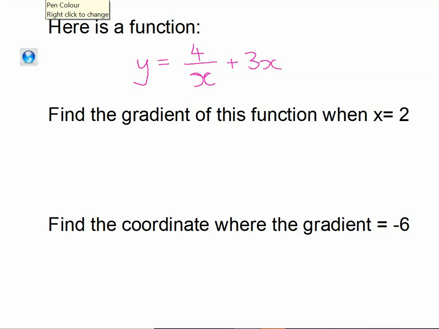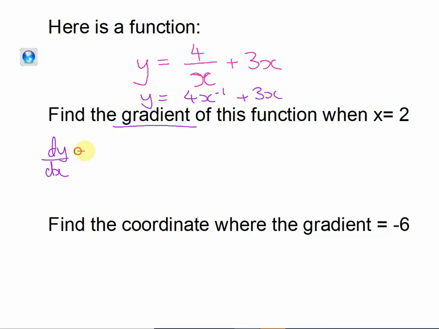Well, to find the gradient, we need the gradient function. So we need dy by dx. We can't differentiate this because this term is being a bit of a nuisance and we need to rewrite it in the form x to the n. So just pop it under here. So that's 4x to the minus 1 plus 3x. Now we can differentiate and we'd have minus 4x to the minus 2 plus 3. Or minus 4 over x squared plus 3. You'll see now that this is much easier to use, but you have a calculator, so honestly it does not matter. So find the gradient when x is 2.